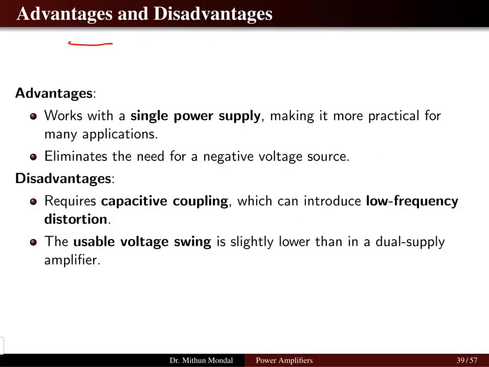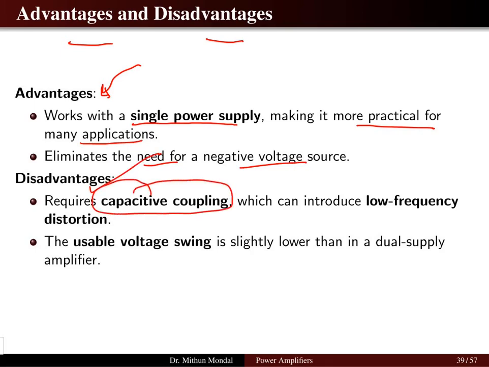What are the advantages and disadvantages of this type of amplifier? It works with a single power supply, so that is the advantage compared to a dual supply, making it more practical for many applications. It eliminates the need for a negative voltage source. The disadvantage is that you are using capacitive coupling, which can introduce low frequency distortion, and the available voltage swing is slightly lower than the dual supply amplifier. So the voltage swing is also a problem in the case of a single supply, and due to the use of capacitors, you will introduce low frequency distortion.